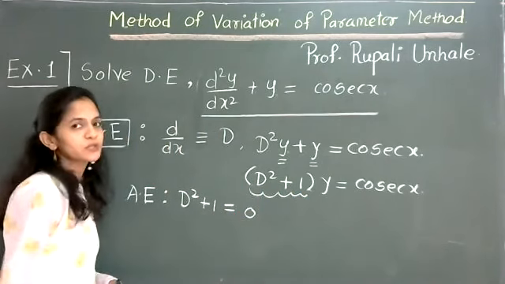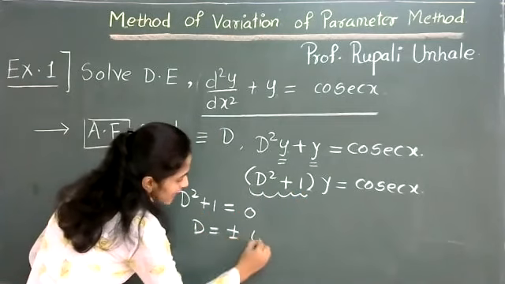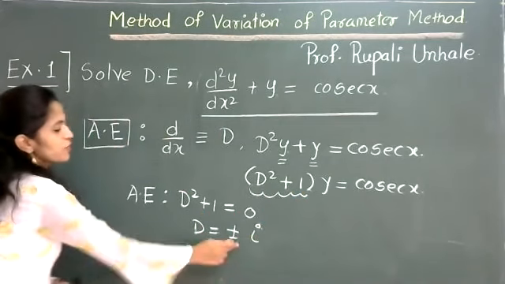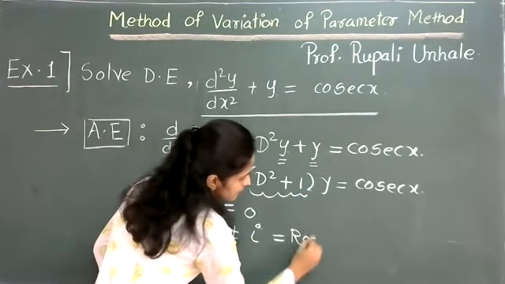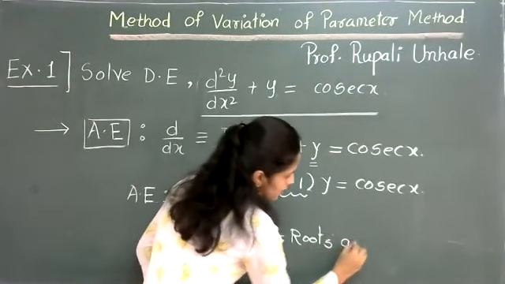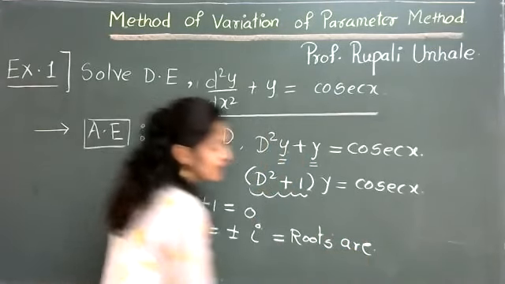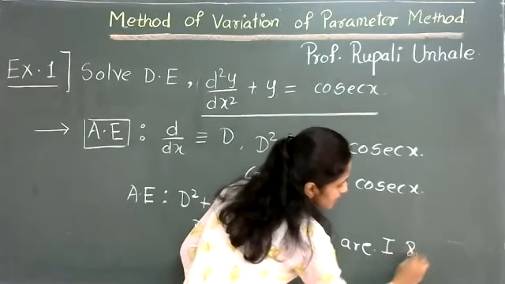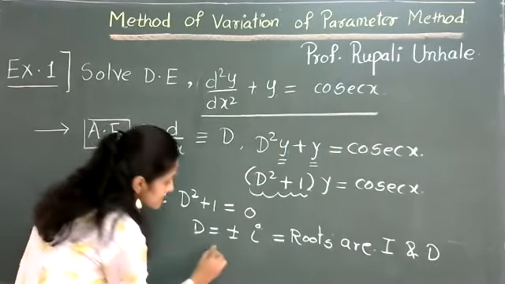You can easily find its roots. So D is equal to plus minus i. The first root is plus i and the second root is minus i. So the roots are imaginary and distinct.